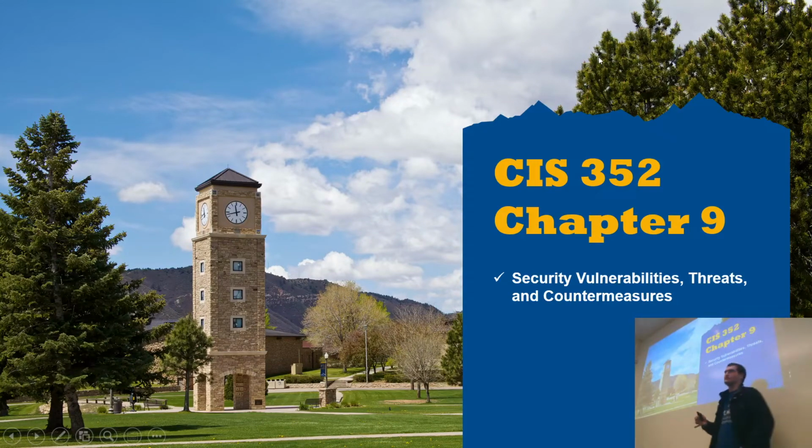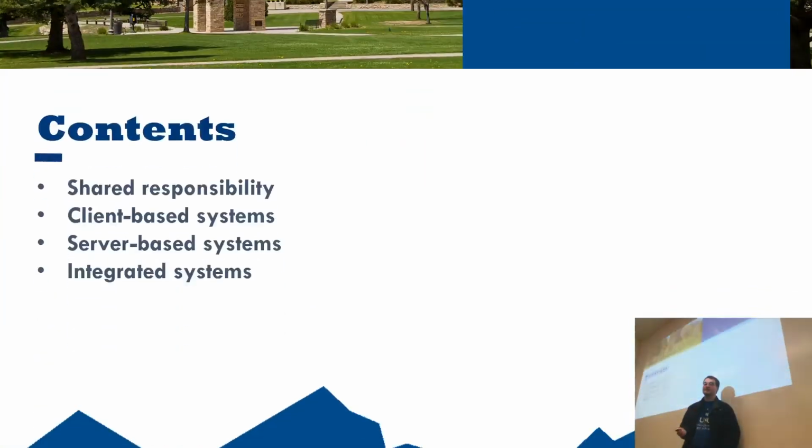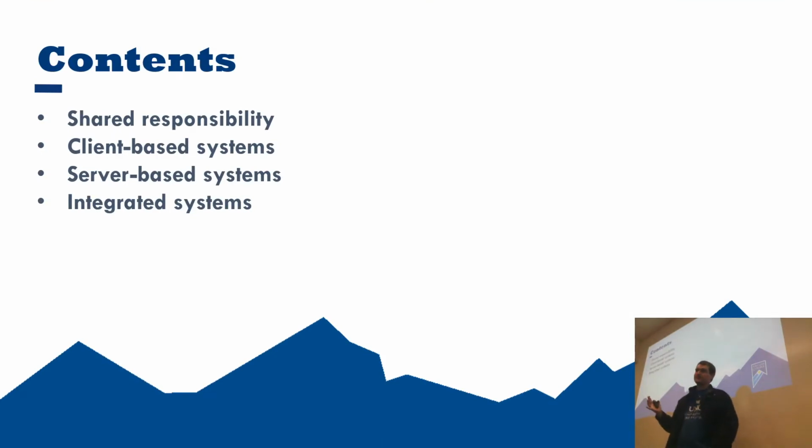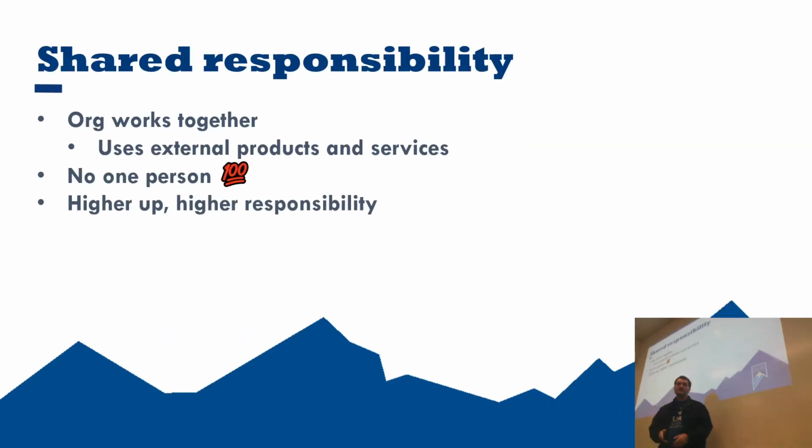Alright, so I'm going to go through Chapter 9. So Chapter 9 is, of course, all about security vulnerabilities, threats, and countermeasures. So first we'll be talking about shared responsibility. Then we'll go into talking about client-based systems, server-based systems, as well as some integrated systems.